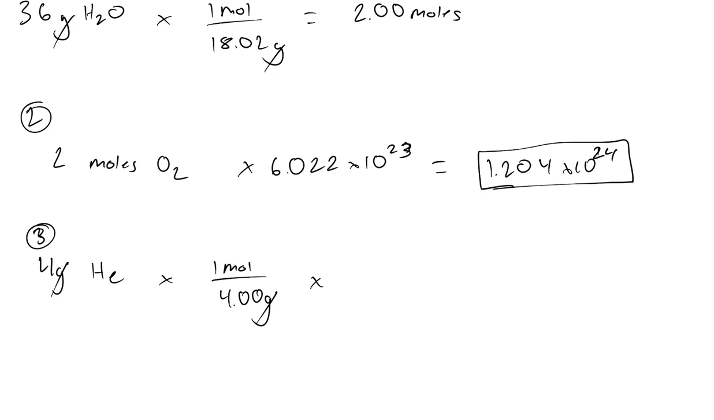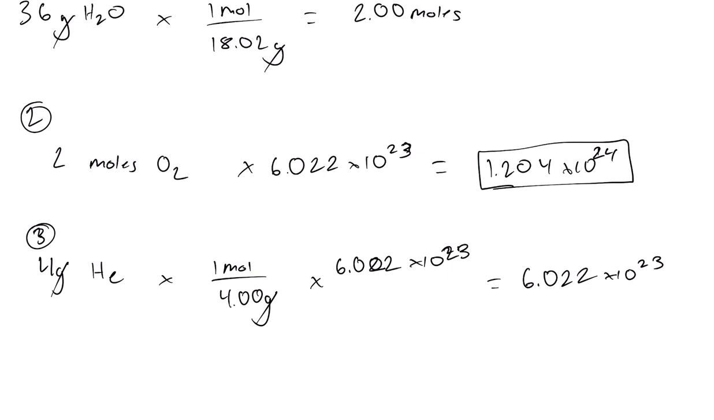And then from here, we're going to multiply by 6.022 times 10 to the 23, I apologize. And then we're going to be left with 6.022 times 10 to the 23, because 1 times anything is that number.